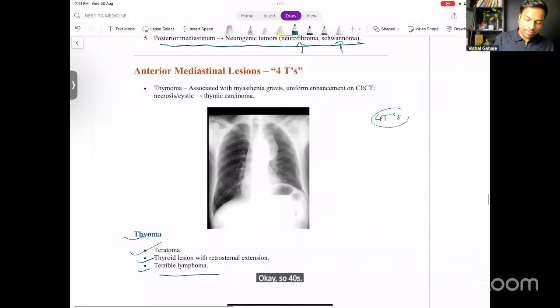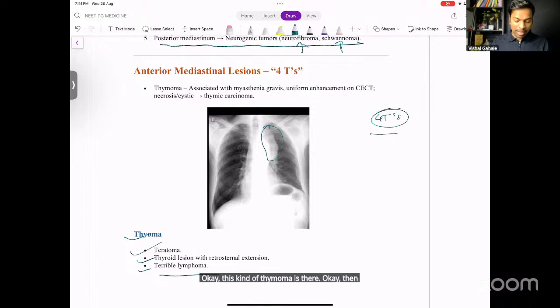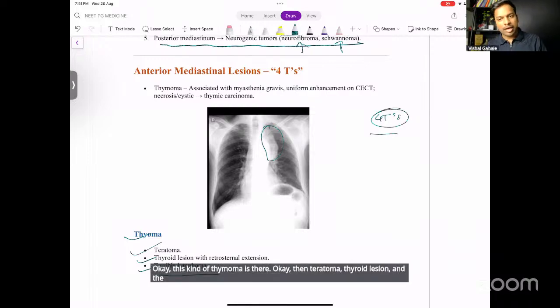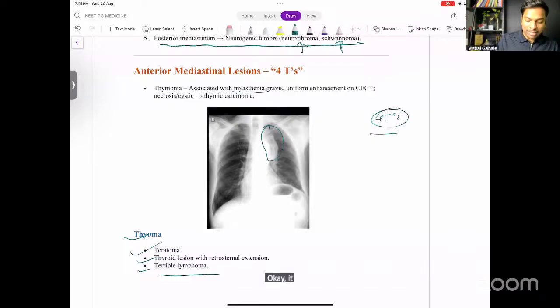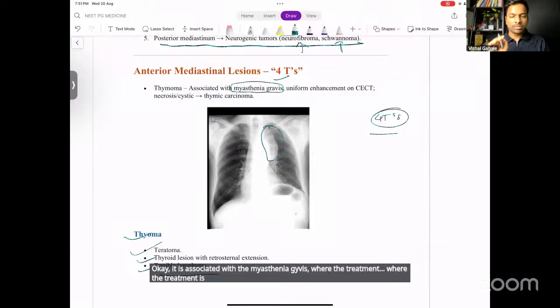Okay, so the four T's of the anterior mediastinum. Okay, this kind of thymoma is there. Then teratoma, thyroid lesion, and the terrible lymphoma. Thymoma is overall the most common mediastinal tumor. Okay, it is associated with myasthenia gravis, where the treatment is removal of the thymus.